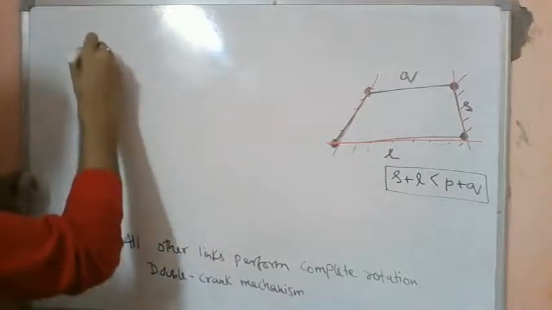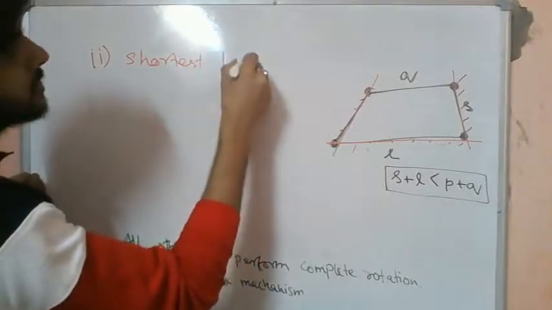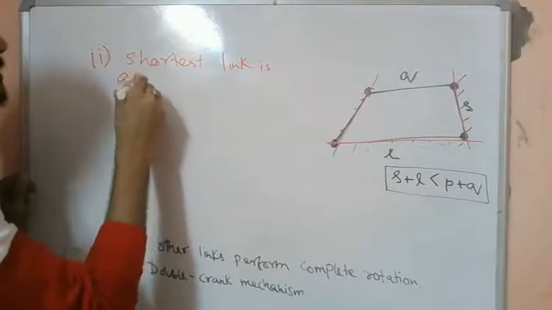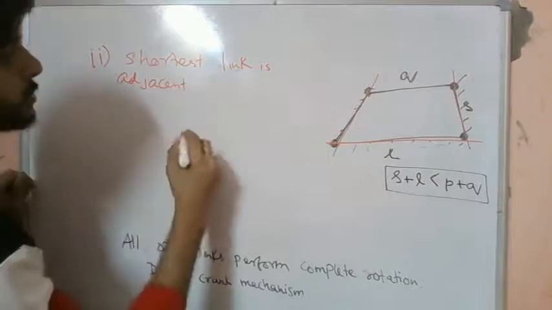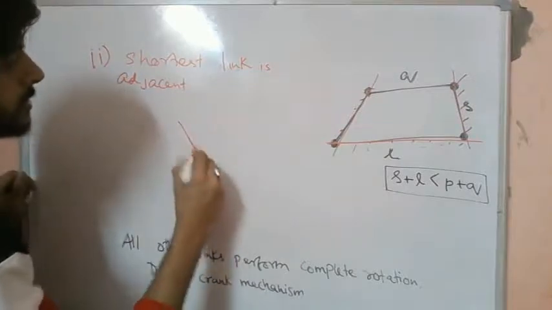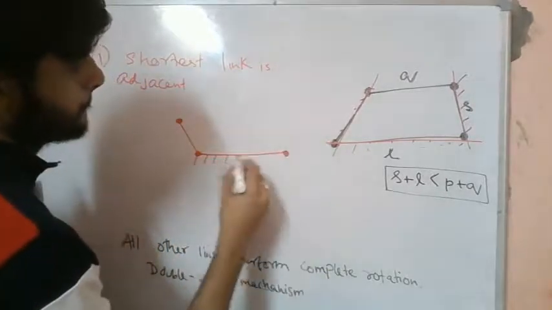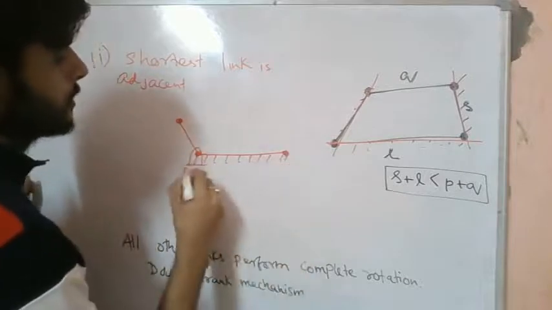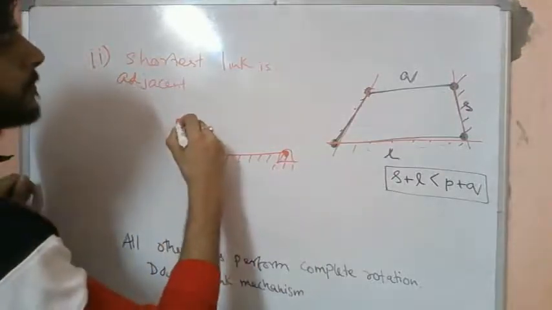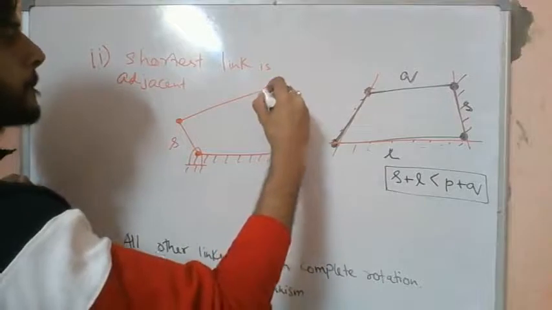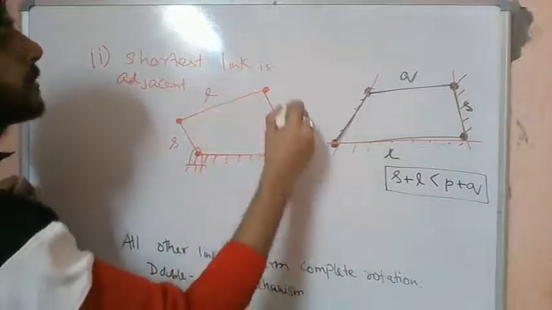So now let's say the shortest link is adjacent to the frame. Let's say we have the shortest link like this, and one of the links is like this. This is our frame, and this is the shortest link. Let's say some other links, LPQ.